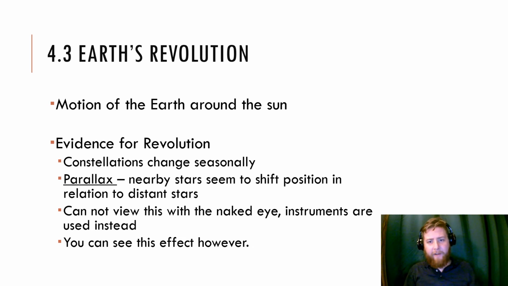A cool example of Earth's revolution evidence is parallax, and parallax is this really cool feature where nearby stars seem to shift position when you're looking at them compared to distant stars. We can't view the stars very well with our naked eye, so we use instruments to view this instead. However, this is an effect that you can use. I haven't tried it on the Chromebooks, but here we go.